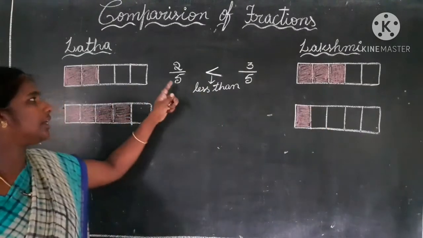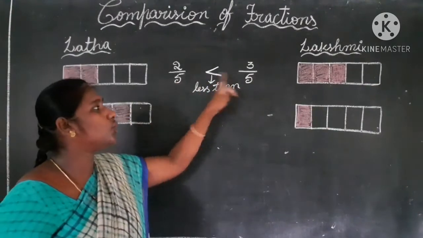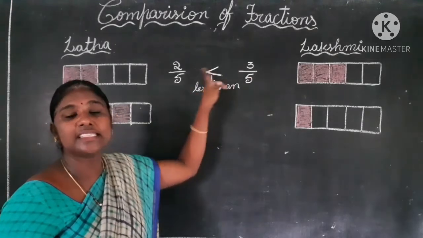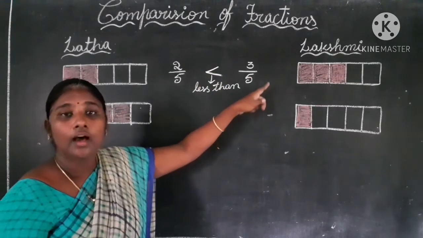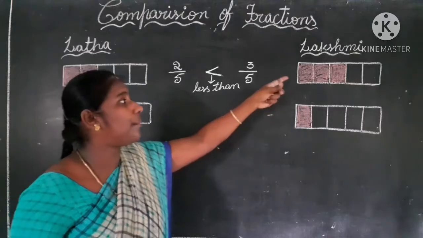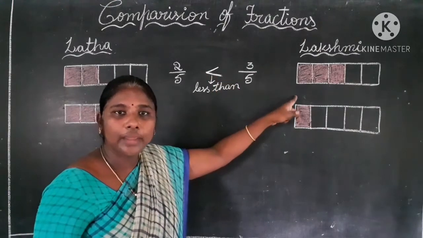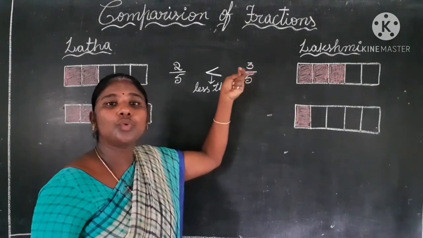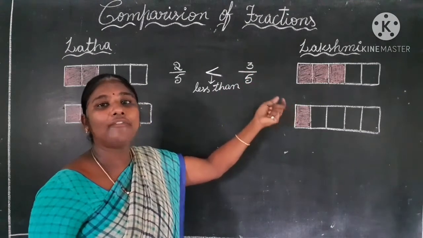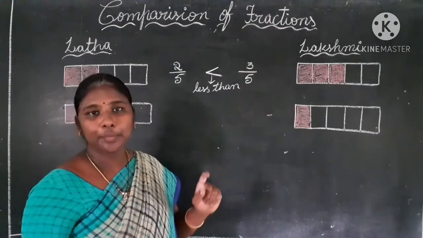If you observe here, who ate more? That is called comparison. How are we saying who ate more? We are comparing their chocolates. They divided each one into 5 parts. Whoever ate more parts ate more.